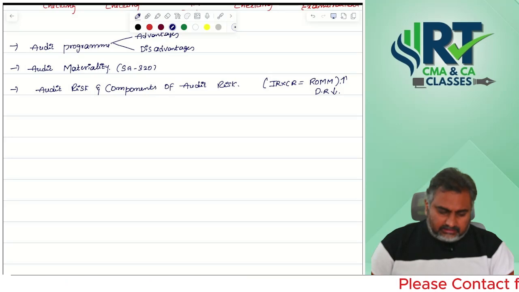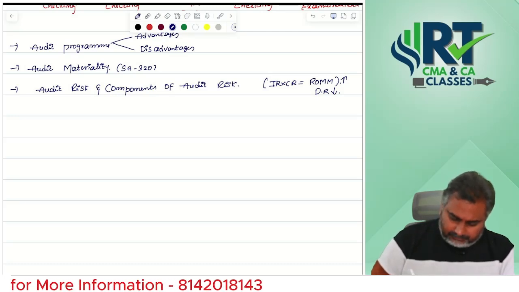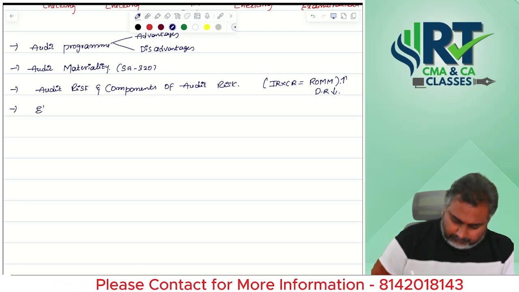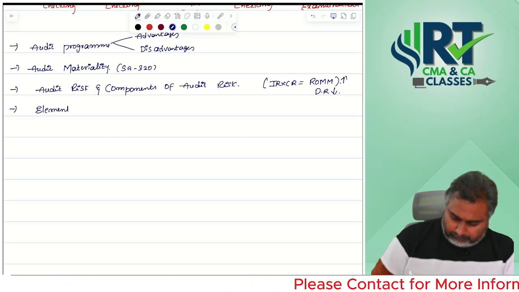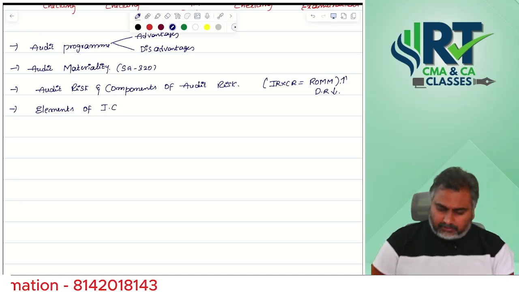Next, elements of internal control, focus on that point.